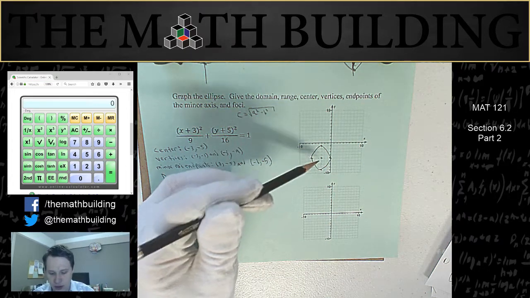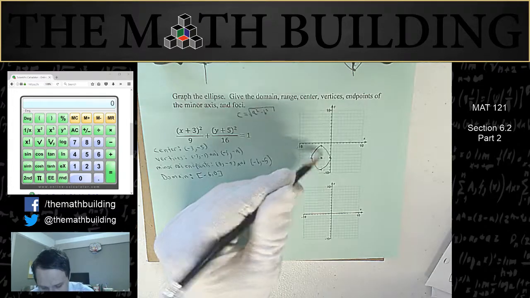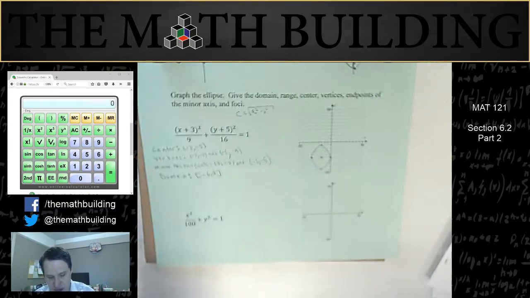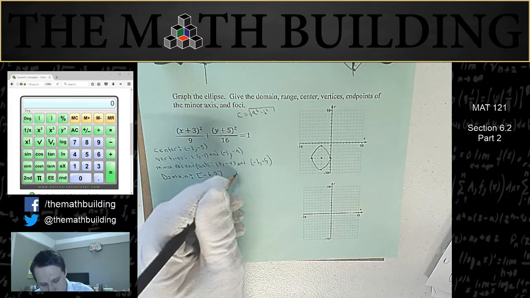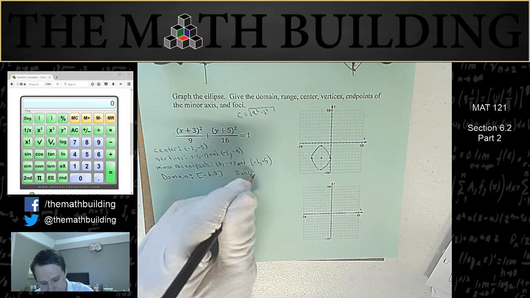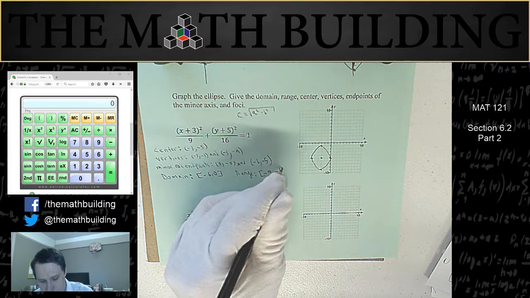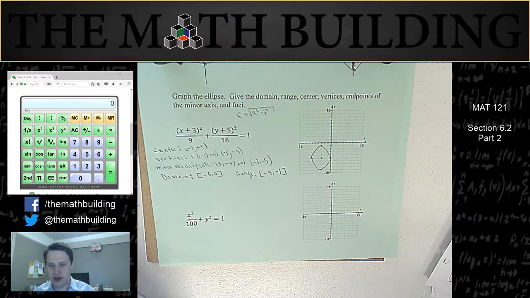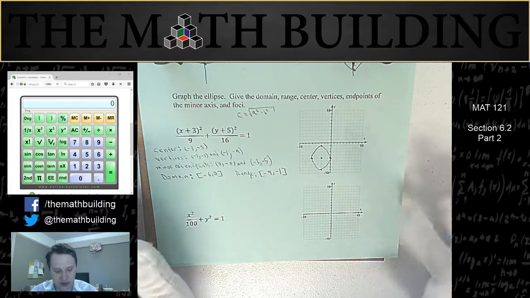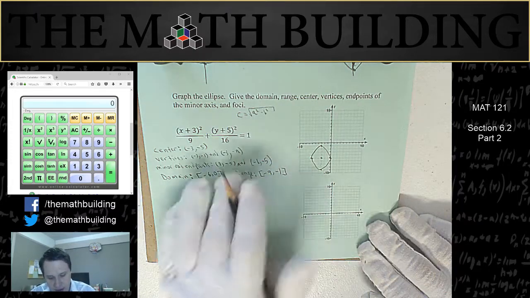Similarly, our range is going to be limited. We're only going from -1, it looks like, down to -9. So the range is going to be closed brackets, -9 up to -1 closed bracket. So the ellipse is very contained, kind of like a circle. Okay, there's the domain and the range.